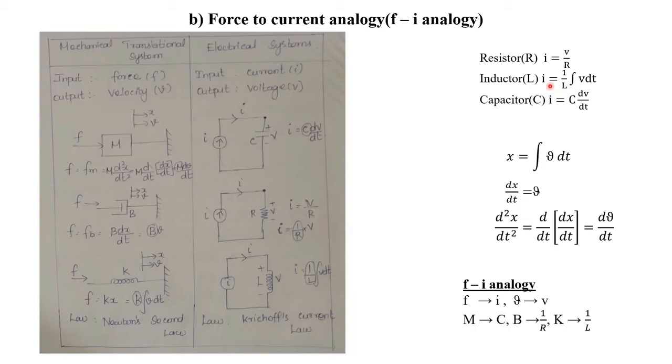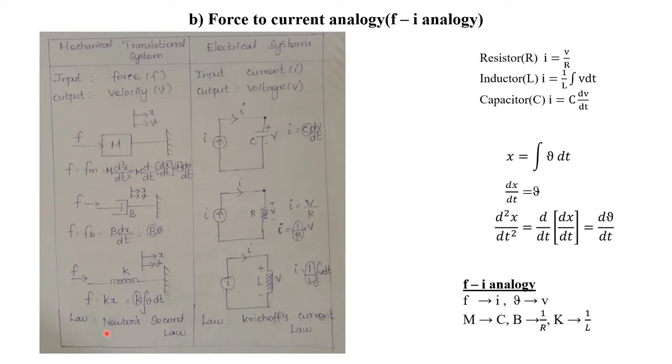Listen here, I is equal to 1 by L into integral V dt. This is a formula. Understood? Now these two equations are in a similar form. Here we have integration, here also we have an integration. So from this we can say this K is equated to 1 by L. That is, spring is equated to inductor, but quantity wise the elasticity coefficient will be equal to the reciprocal of the inductance value.